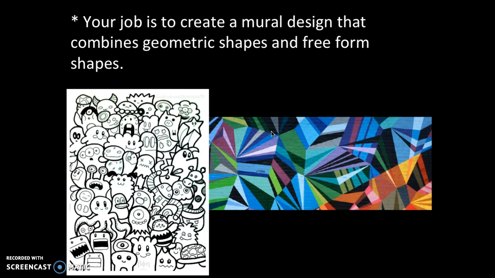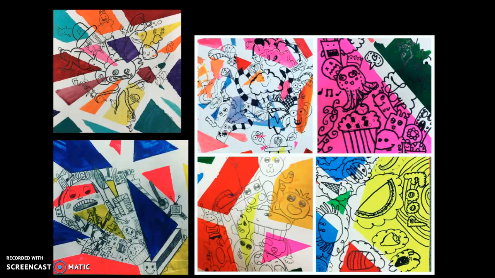So your job is going to be to create a mural design that combines geometric shapes and freeform shapes. These two shapes will be combined into one work of art. If you look at some fifth graders from other years who have created this project, they're starting in the background with many colorful geometric shapes, and then later they're drawing on top with their organic doodle designs. So it's a 2-part art project, and it combines different shapes together to create one whole work of art.